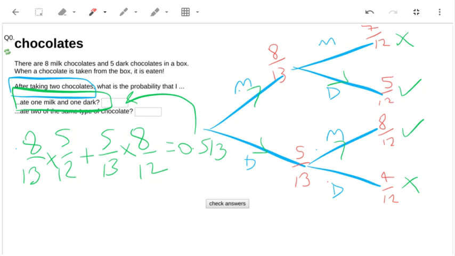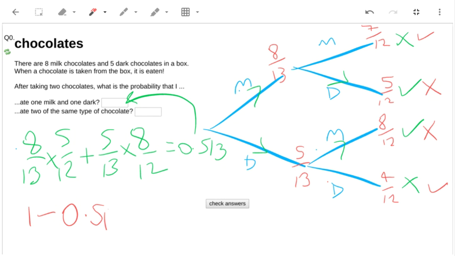The second question is, what's the probability that I ate 2 of the same? Now, looking at that tree again, I've got milk, milk, and dark, dark, and not the 2 that I wanted earlier. So in fact, that's simply 1 minus the previous calculation. So watch out for those. That's sometimes a good shortcut.